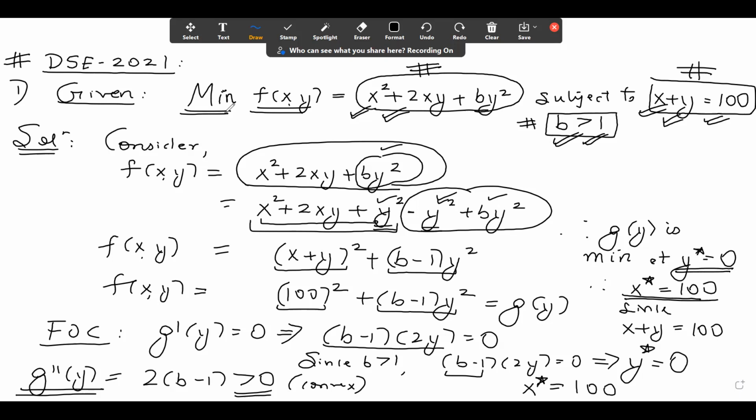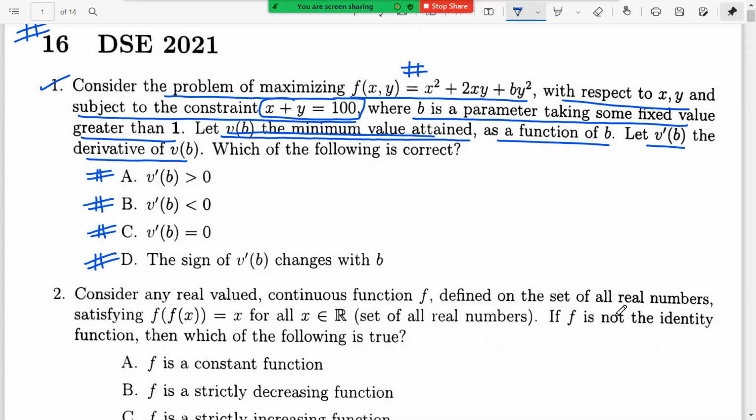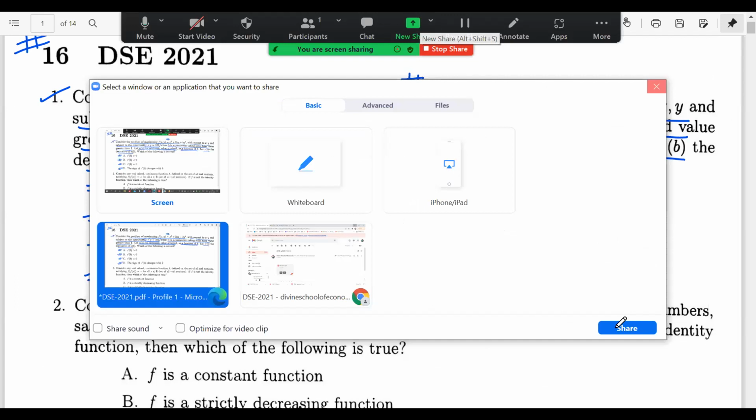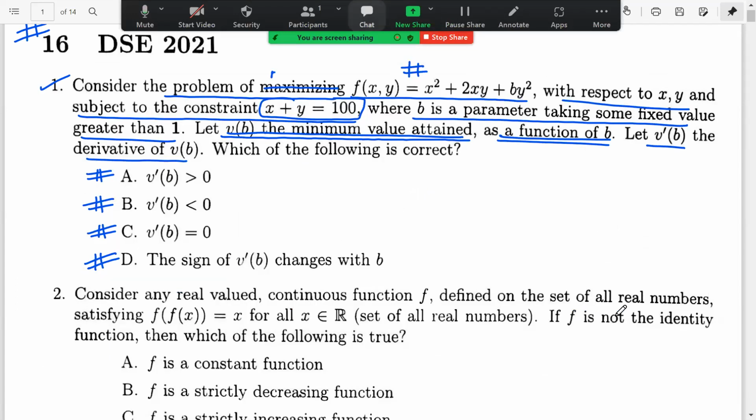Okay, so now what else was given to us? We were given v of b. If you look at the function v of b, v of b is the minimum value attained as a function of b. So now what is v of b? Please make this correction. This is minimize, okay?